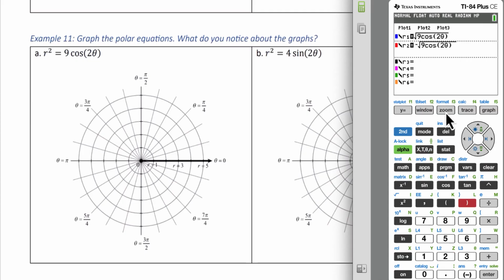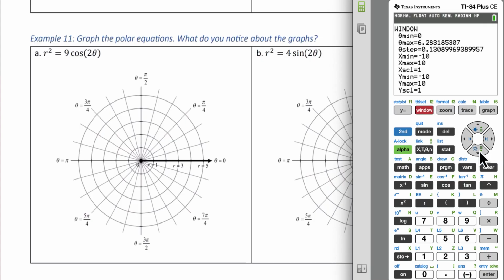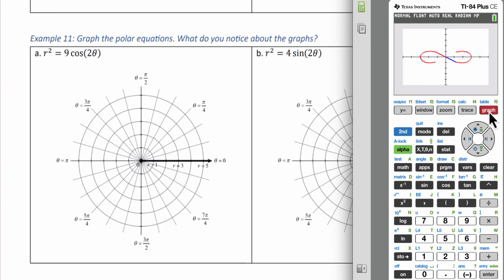And I'm going to hit zoom 6 to standardize my window. Now if we wanted to play with that window a little bit, we could. Let's say we zoom in a little bit. I'm going to go from -5 to +5 on the X and Y, just to make it zoom in a bit more. And notice that there's a little gap here. There's actually a curve there. There's just some calculation errors in the calculator. That curve is there.